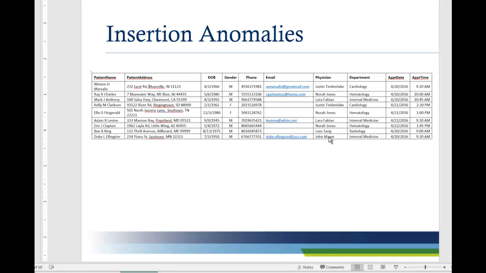Someone might say, well, let's just create dummy data so that a new physician could be entered in the system. I suppose you could do that, but it's not really a good idea to put meaningless data, and doing so can compromise the integrity of your data in your database because of those meaningless data that you enter.